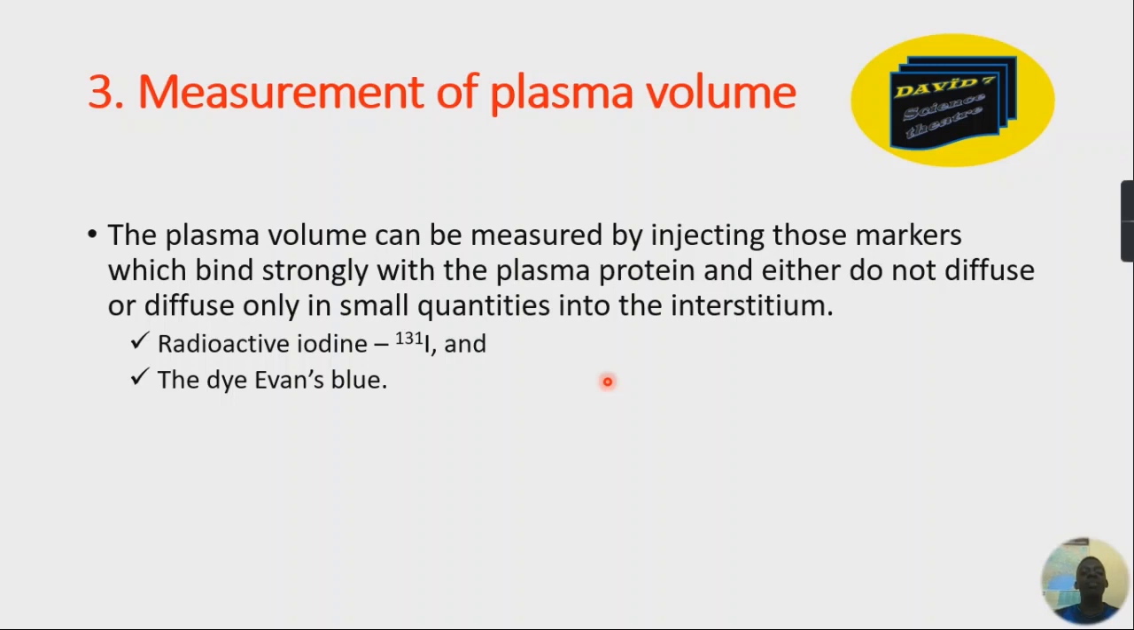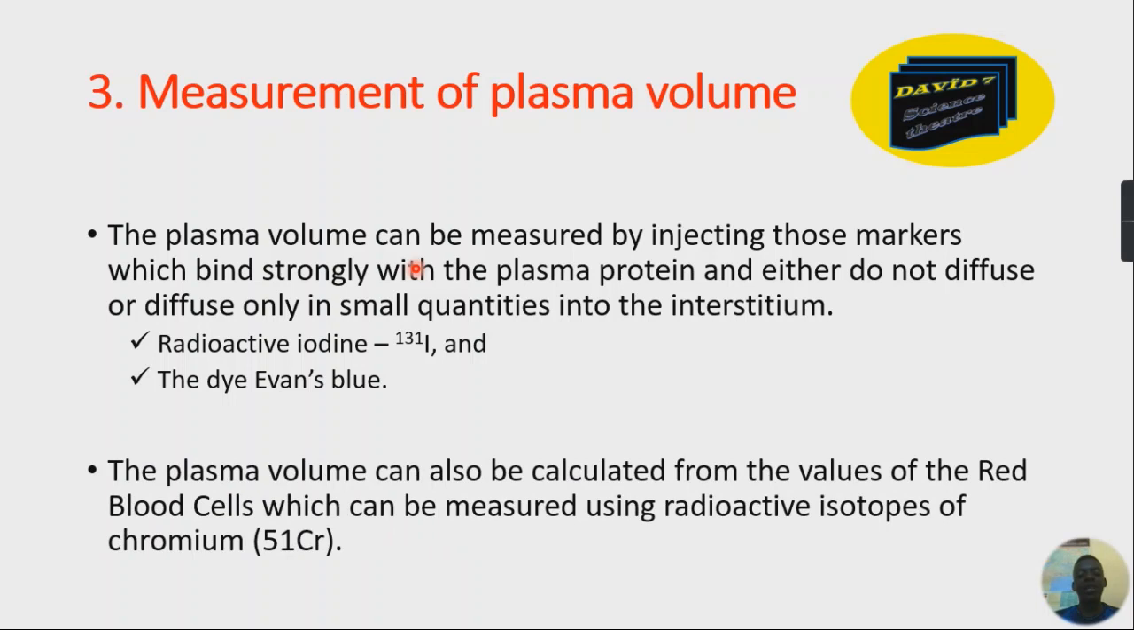How is it measured? The plasma volume can be measured by injecting those substances which bind strongly to the proteins in plasma and either do not diffuse or diffuse only in minute quantities into the interstitium. And these substances include radioactive iodine, that is 131, and the dye which you call Evans blue. These two are capable of doing it, okay? So Evans blue, take note of it.